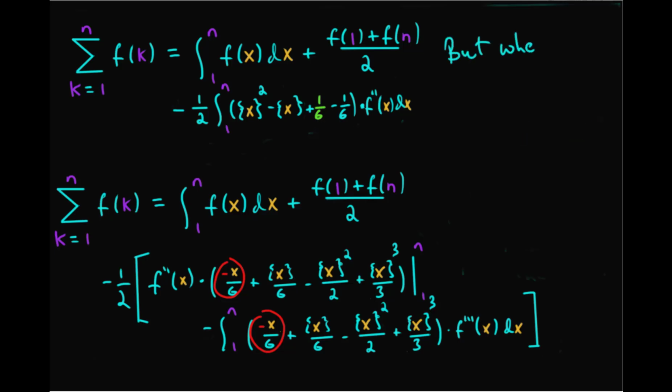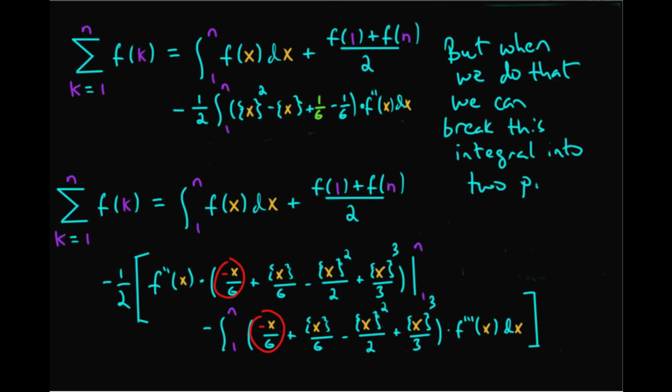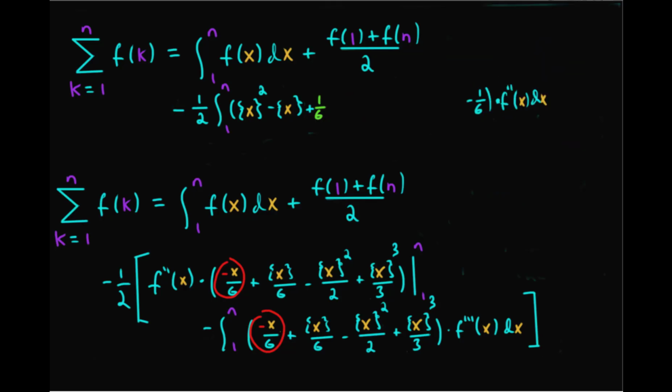But here's why doing that is such a great idea. Once I make that cosmetic change to the integrand, I can break the integral into two separate pieces. The first piece will be the integral of (the fractional part of x squared minus the fractional part of x plus 1/6) times f double prime of x dx. And then the other integral will be plus negative a half, because there's a negative 1/2 outside this integral, right, times the integral from 1 to n of negative 1/6 times f double prime of x dx. I'm basically applying the distributive law there and breaking the integral into two pieces.